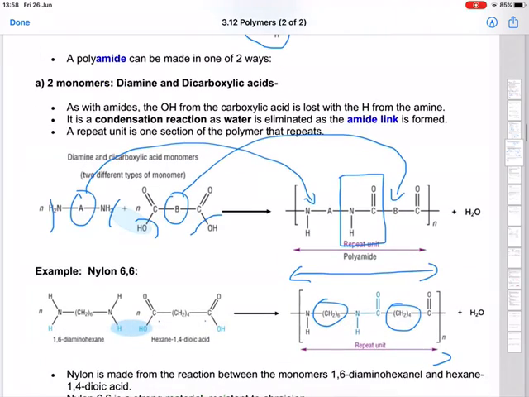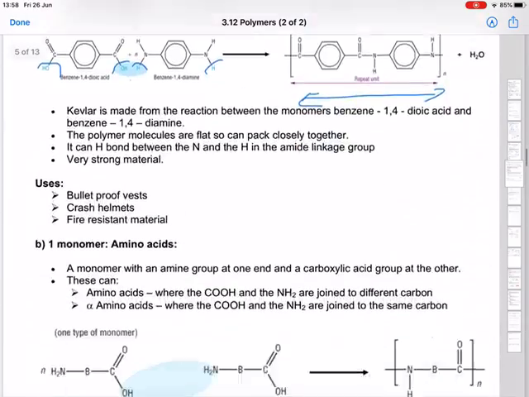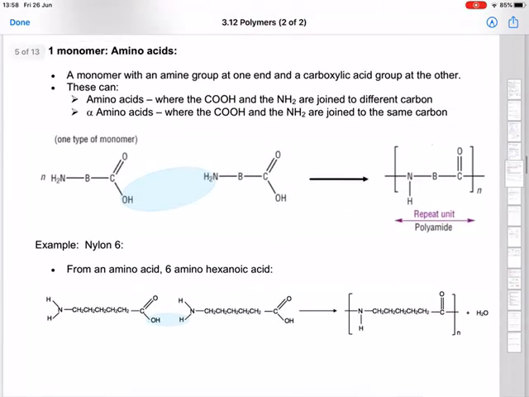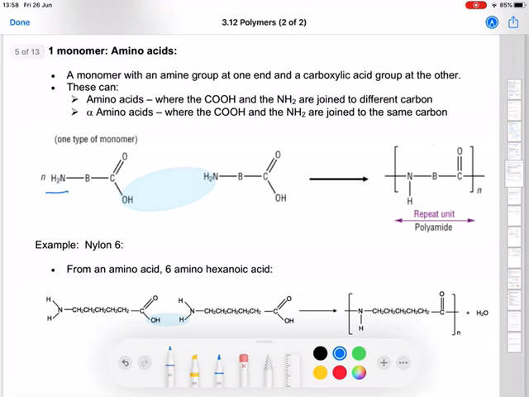So each of these, two monomers, a diamine and a dicarboxylic acid. Alternatively, we could use a monomer which has an amine at one end and a carboxylic acid at the other end. And the natural versions of these are alpha amino acids. And this is how alpha amino acids join together. It's just a condensation polymerization, where water comes off the carboxylic acid.